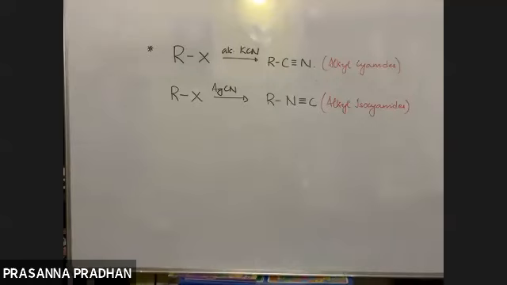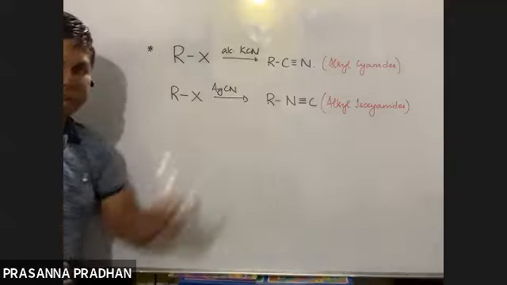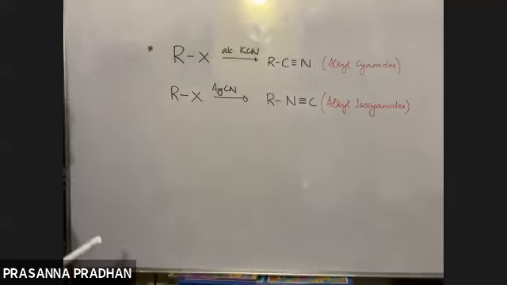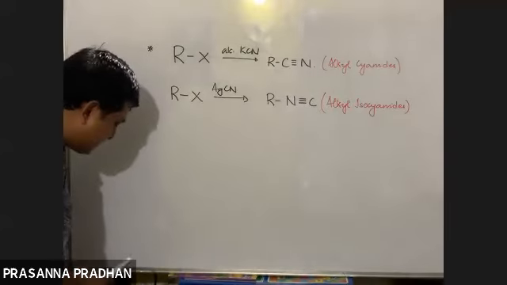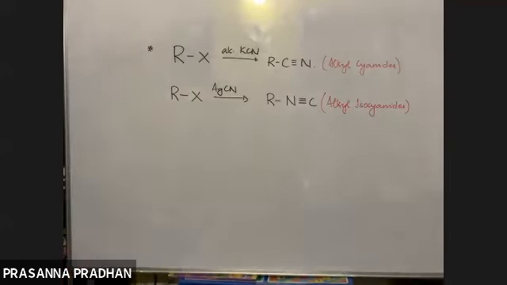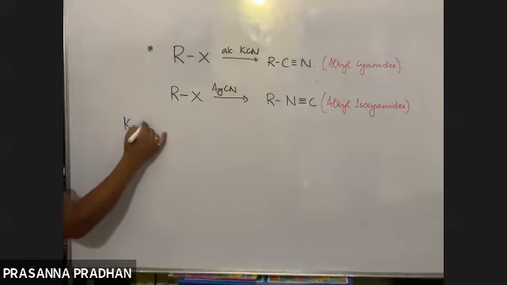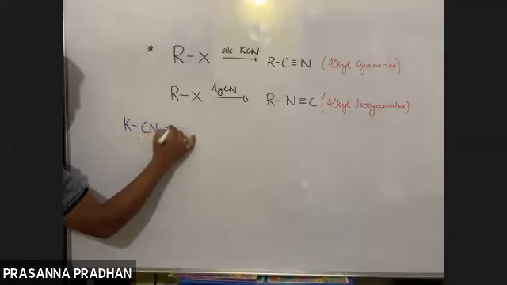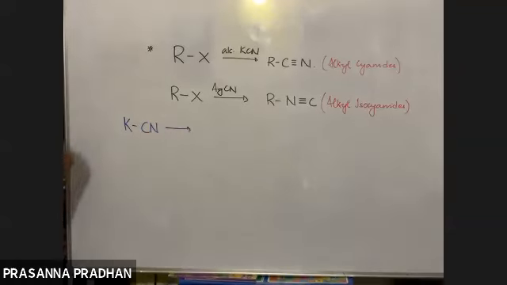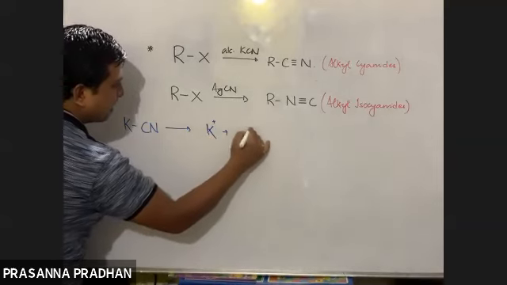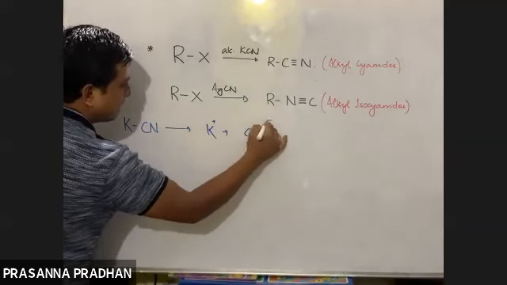Okay, so now see, why is this? Again, this is a very important question. Why when treated with KCN do we get cyanides? Why when treated with AgCN do we get isocyanides? Why is this? So let us discuss this. First of all, I'm going to explain this. Potassium cyanide is an ionic compound, so it ionizes to give us K positive and CN negative.